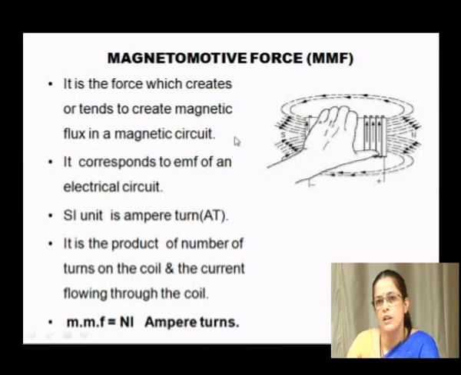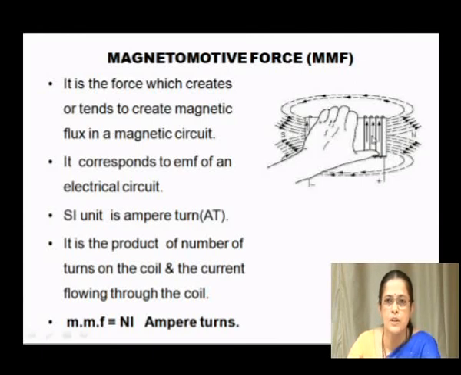So, we have been talking about this M.M.F, that is the magnetomotive force. Now, let us actually define what is this magnetomotive force. It is the force which creates or tends to create magnetic flux in a magnetic circuit. So, we have a magnetic circuit and it has to create a magnetic flux.